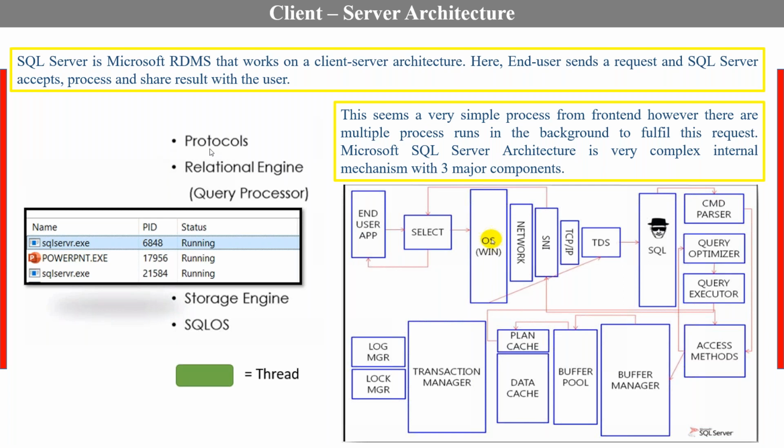One is the protocols. One is the database engine, and within the database engine we have two components, the relational engine and the storage engine, which we are going to discuss. And the third is SQL OS. So the three major components are protocols, database engine, and SQL OS. These are the components you find when you start digging into the SQL Server architecture. Make sense, sir?